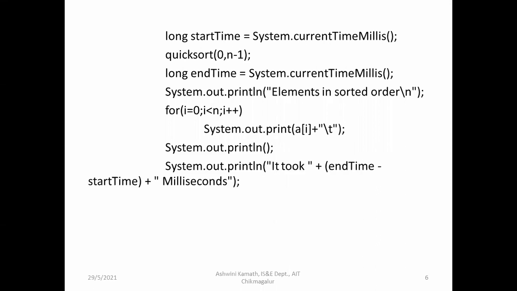Then System.out.println, "it took", you can notice here, it is within the double quotes. If you want to display any message, you can give it within the double quotes. If you want to append any value, that can be given without any double quotes. So append it plus endTime minus startTime. We have to get the end time minus start time to get the actual time taken by the algorithm to execute. So endTime minus startTime plus milliseconds.